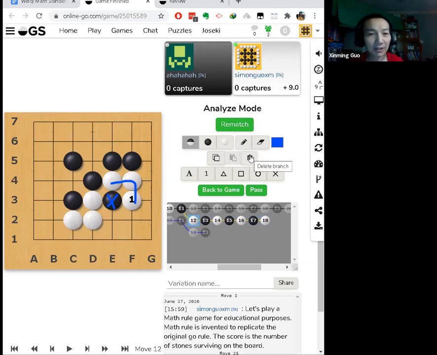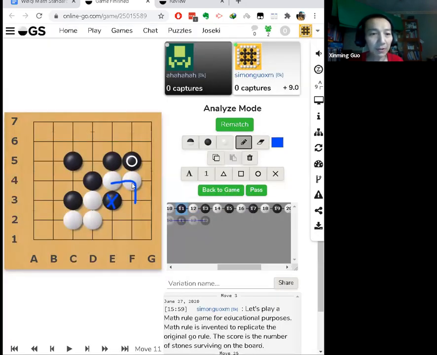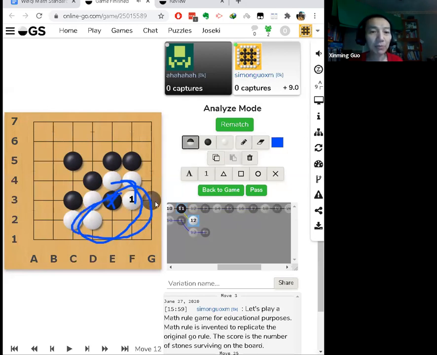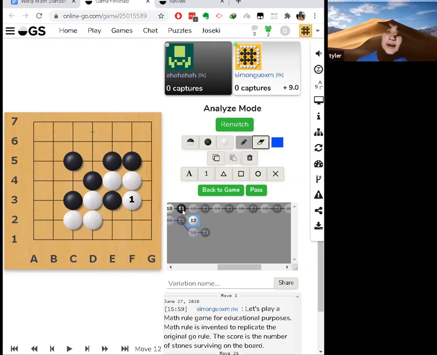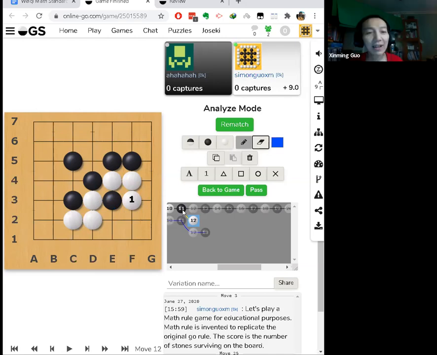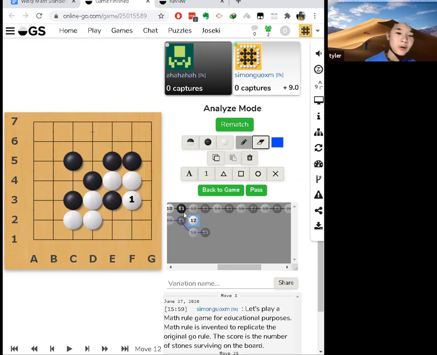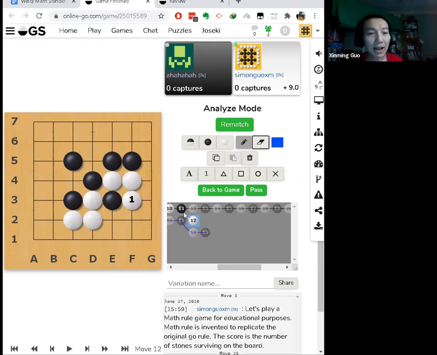That means all this white will be connected if white plays here. But this will be black's territory. So that's the situation. White has a lot less territory overall. But in the real game, let's see what happened.